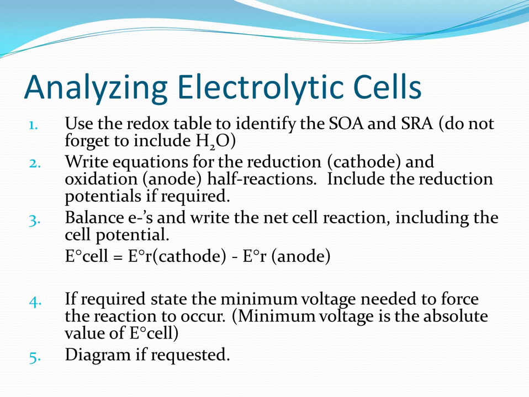The process for analyzing electrolytic cells is very similar to the process for analyzing voltaic cells. You will need to identify the strongest oxidizing agent and strongest reducing agent, and write the half reactions. Once the electrons are balanced, write the net cell reaction and calculate the cell potential. If the question requires, you may need to determine the minimum voltage required to force the reaction to occur and draw a diagram.